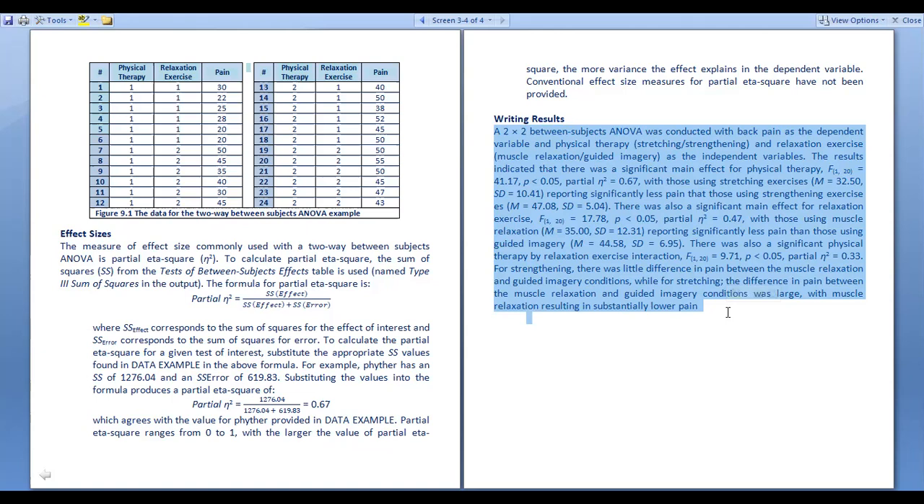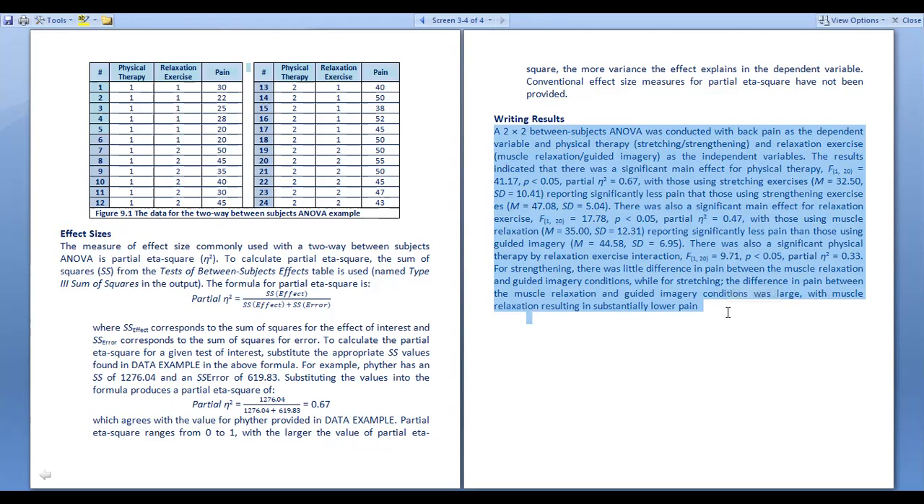And degree of freedom is 20 for the second degree of freedom. Why? Because n is equal to 24, and we have got four categories: two of physical therapy and two of relaxation exercise. So we have got four categories in totality of the two independent variables. So it is 24 minus 4, which is 20. So this way we get F within brackets 1 comma 20 is equal to, you can look at the output table again, 41.17. P is less than 0.05, and partial eta square happens to be 0.67. We understood how to calculate eta square a few moments back.